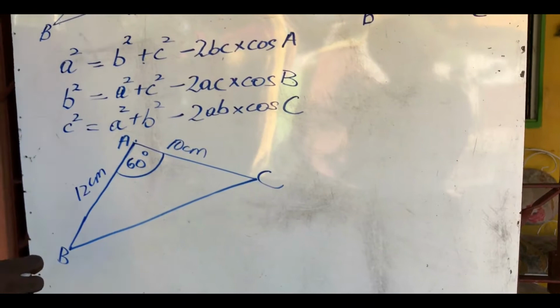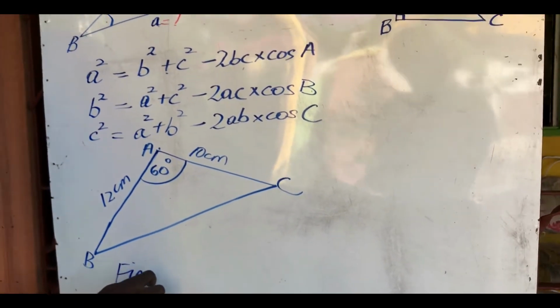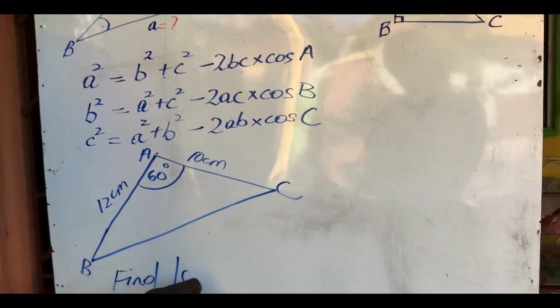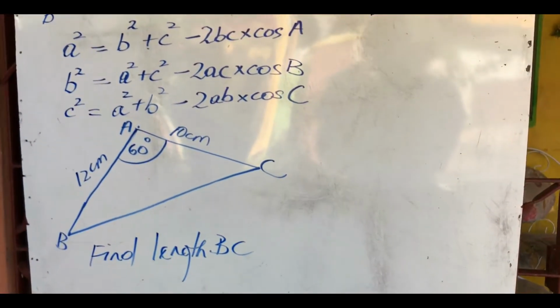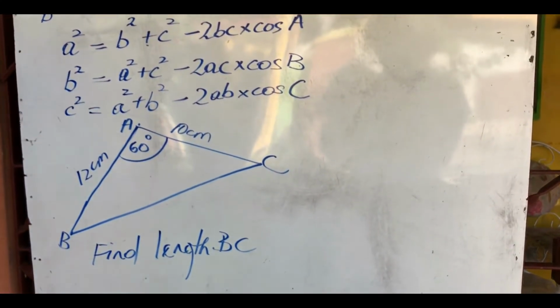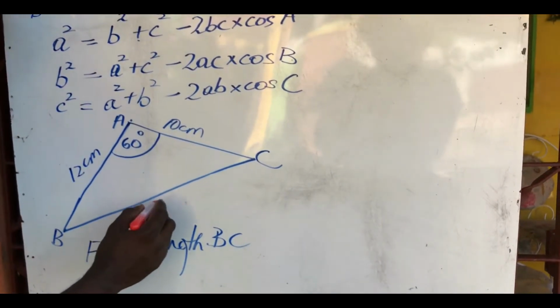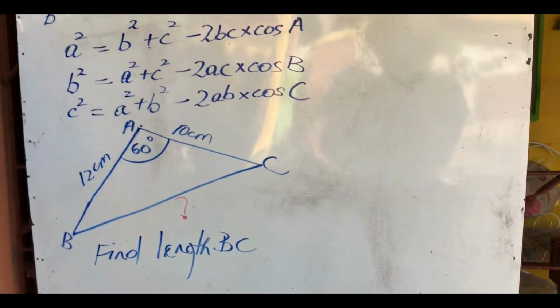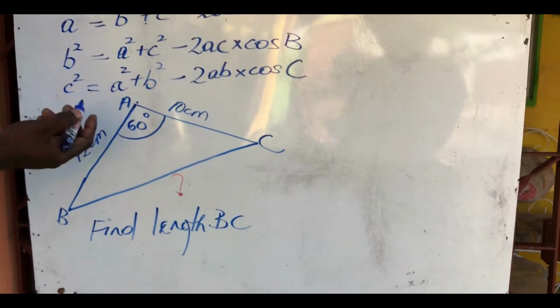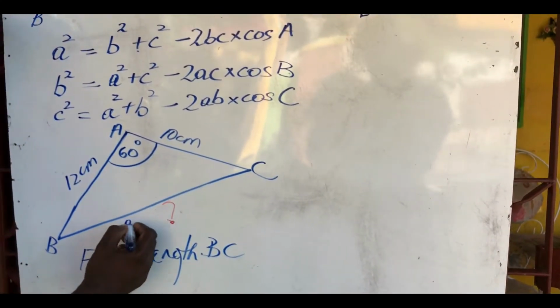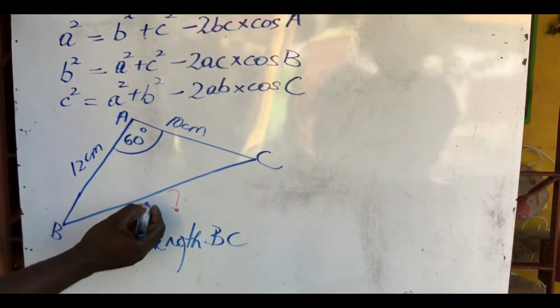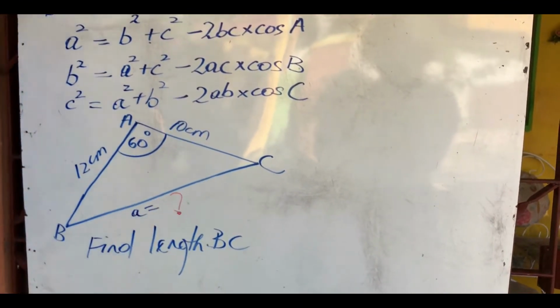The question says, find length BC. So right here is BC. This is what we want to find. Clearly this side is opposite to angle A. So right here we know that what we are finding is side letter A. So A is what I don't know.